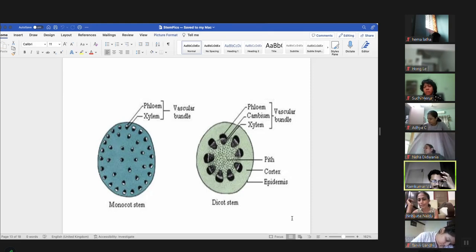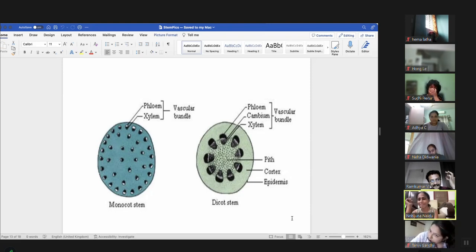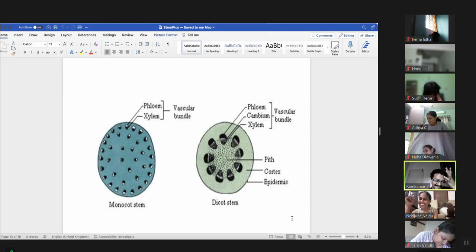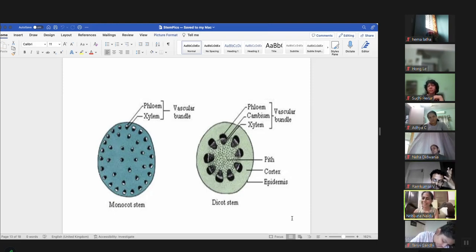Does aloe vera have a stem? Would you like to find out, Ram? Could it be modified? Or is the aloe vera itself a stem? That leads us to the next presentation.